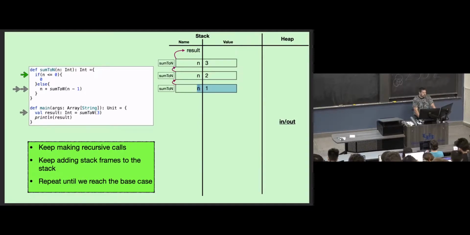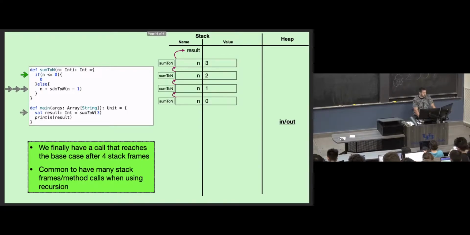In this stack frame, we have n equals 1. Condition is false. Go to the else block and make another recursive call. Just keep repeating the process. This process repeats, and we keep adding frames to the stack until we reach the base case, which we're about to do here. We have a stack frame where n equals 0. We're about to hit that base case, and at this point in memory, we have 5 frames on the stack, all 4 of them just waiting for a recursive call to return.